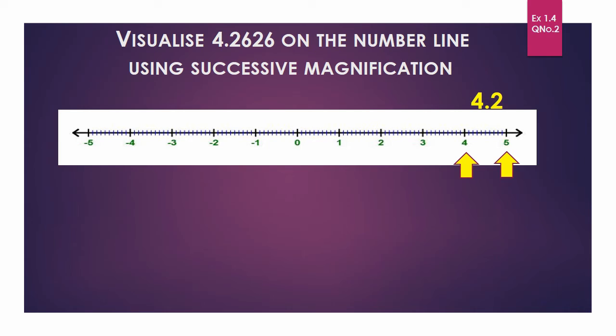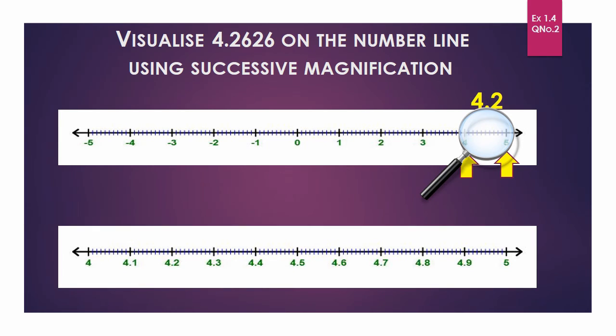Now magnify the portion of the number line which lies between 4 and 5. Divide it into 10 equal parts. The first point to the right of 4 will represent 4.1 and second 4.2 and so on. Second part from 4 represents 4.2. Now we look at the number 4.26. This number lies between 4.2 and 4.3.